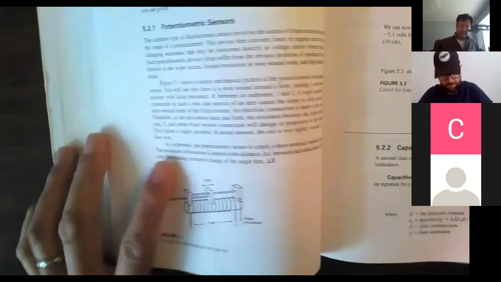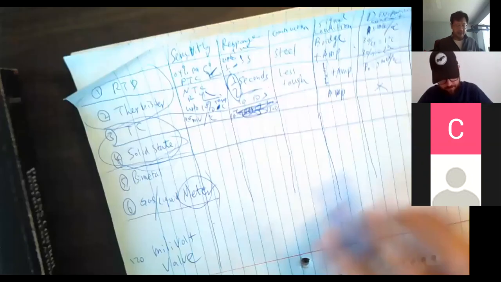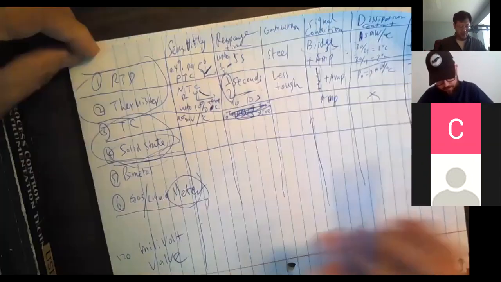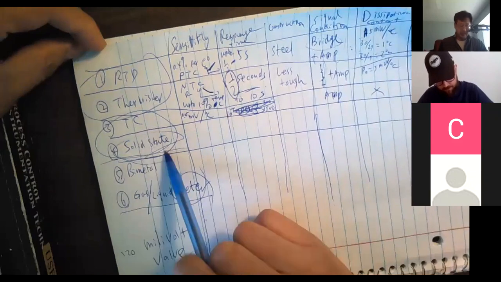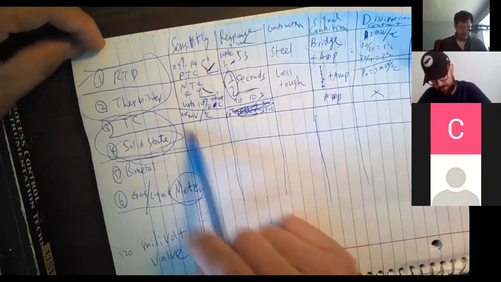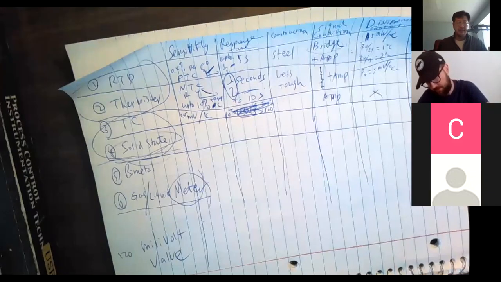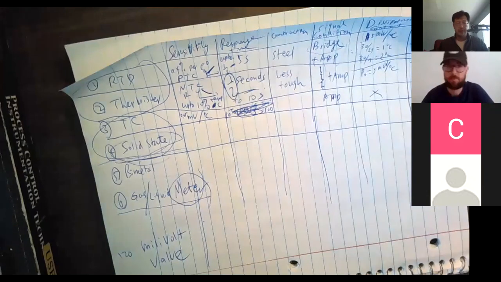So that's the 6 different types of sensors. We spent more on the first 3. The next 3, the solid state, became so complicated it became a computer.